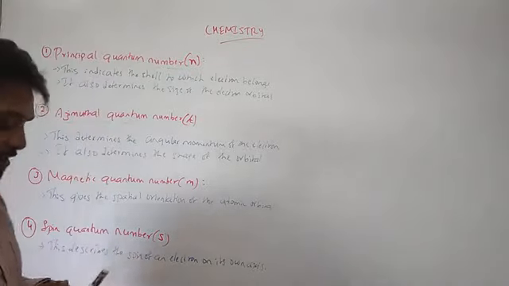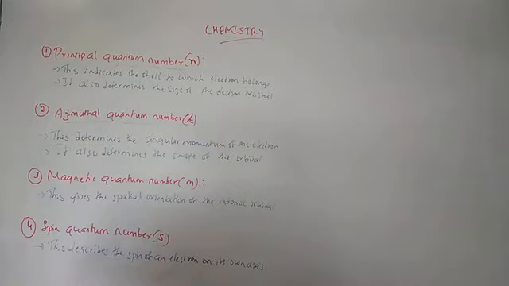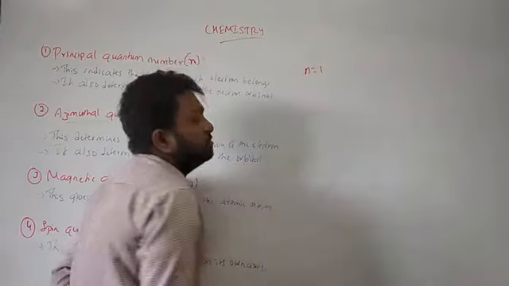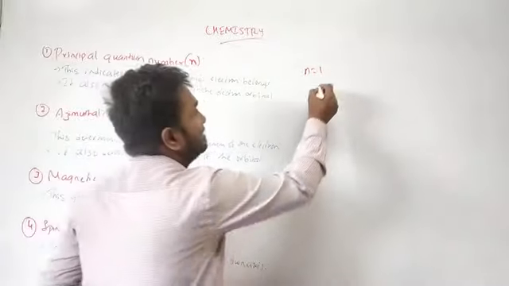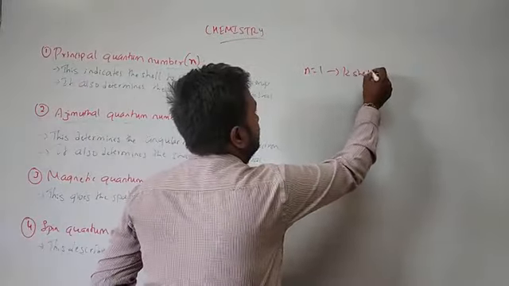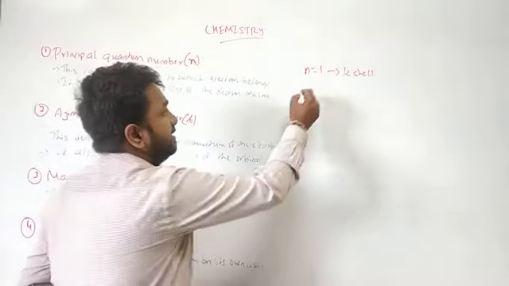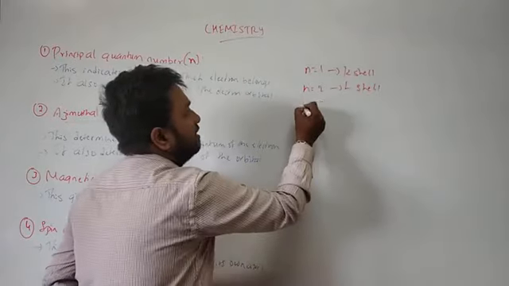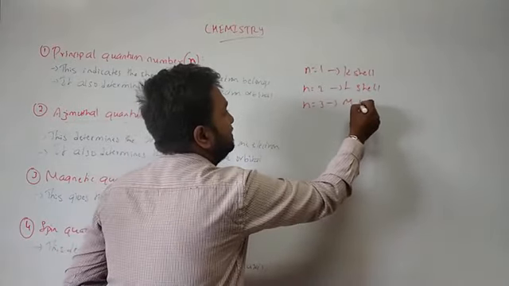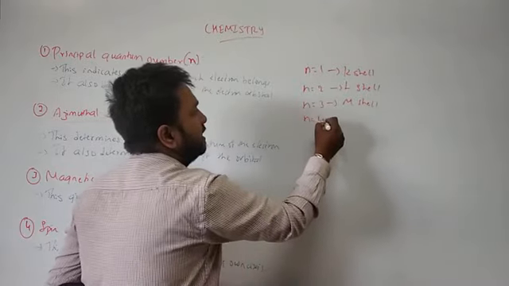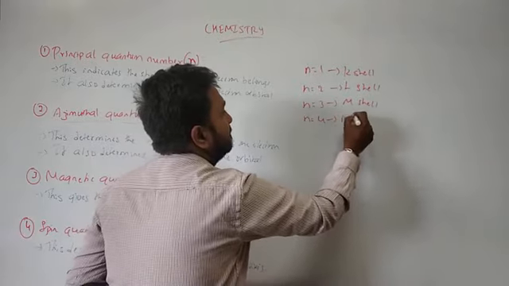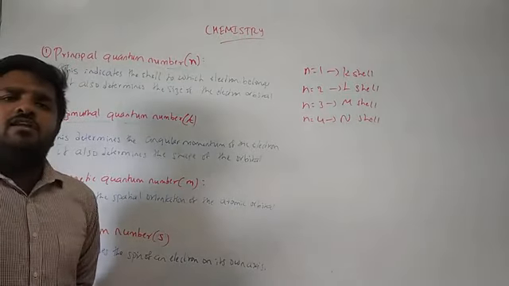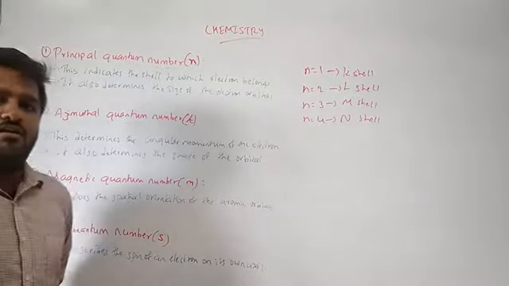Okay students, so we are going for the first one, that is indicated by n. If n equals 1, that is the K shell, the first shell. If n equals 2, that is the L shell, the second shell. n equals 3 is the M shell, the third shell. n equals 4 is the N shell, the 4th shell. These are the main energy levels, or the main shells, that we are talking about.